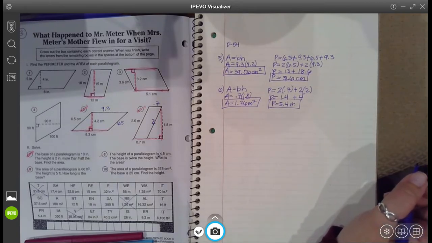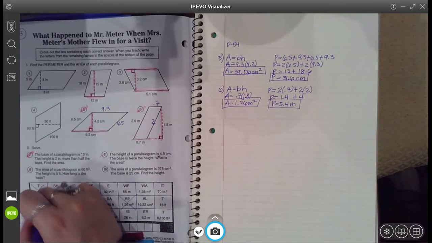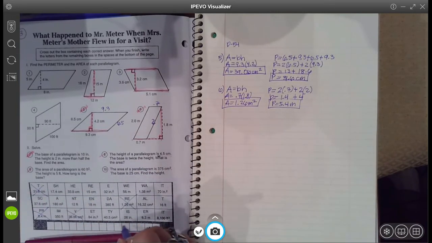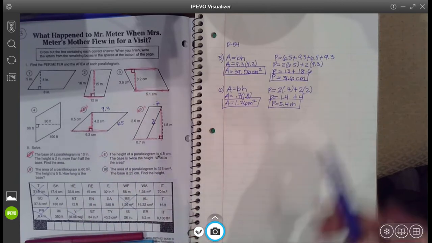Okay, that was 5 and 6. I just need to cross off the 5.4 down below. I'm not filling anything out down here. This is left for once you cross everything out, then you fill this out with whatever's left. Okay, so I can't fill this out till I finish all the problems.